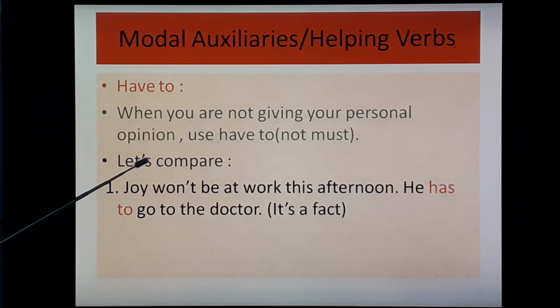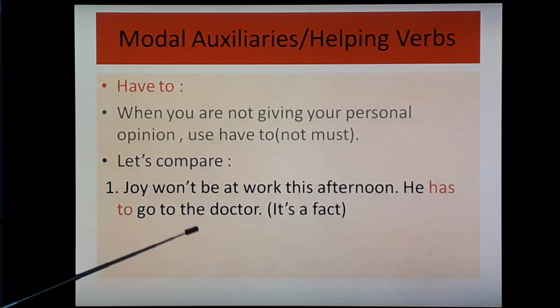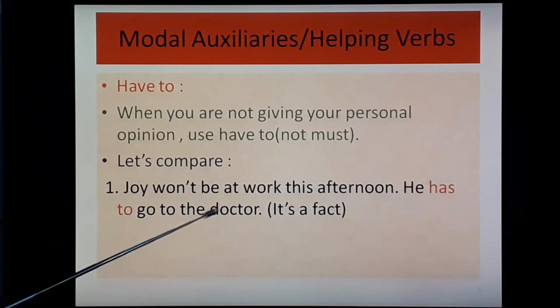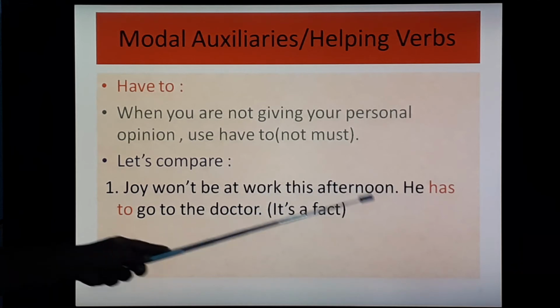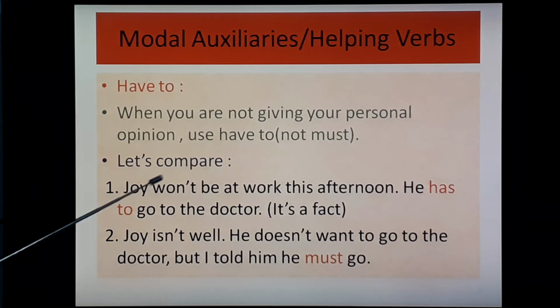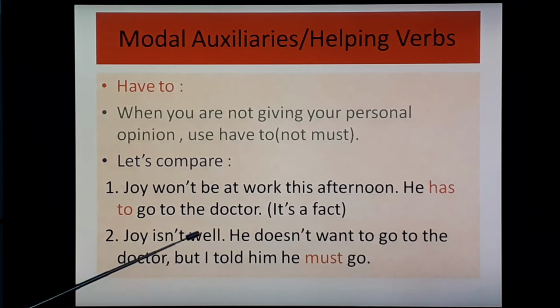First, Joy won't be at work this afternoon. He has to go to the doctor. So has to is used here, right? It is a fact. This is not opinion, my personal opinion. That is why has to is used here. Whereas in second example, Joy isn't well. He doesn't want to go to the doctor. But I told him he must go. So this is my personal opinion. That is why must is used.